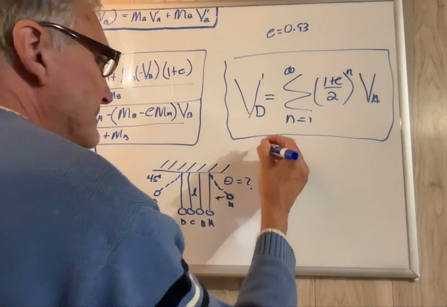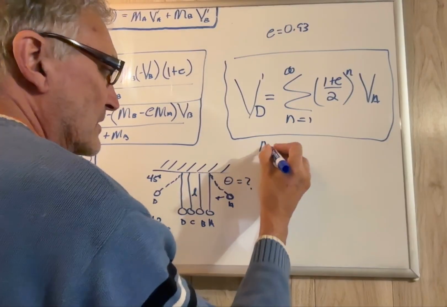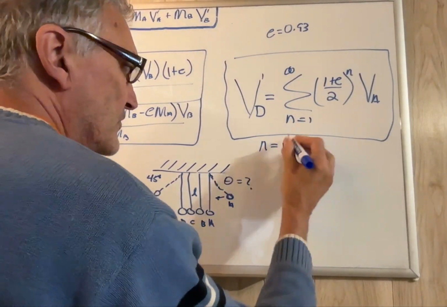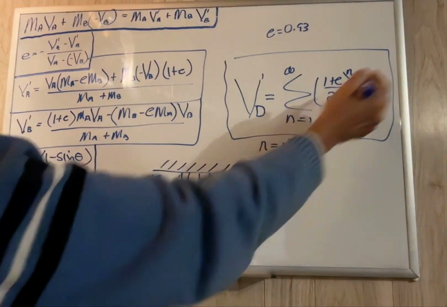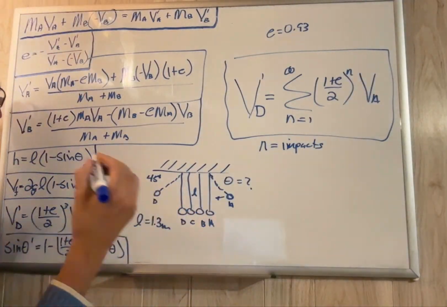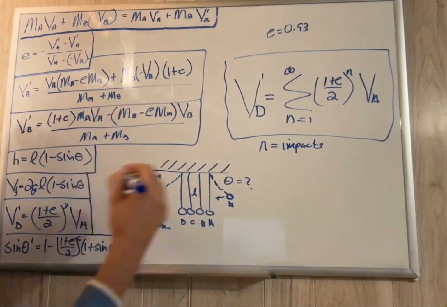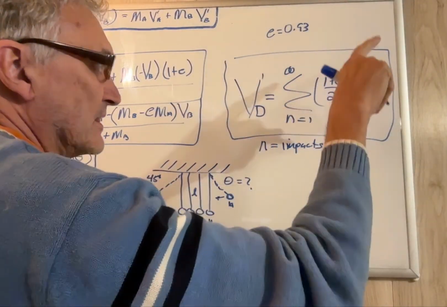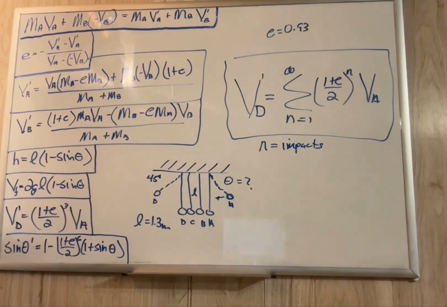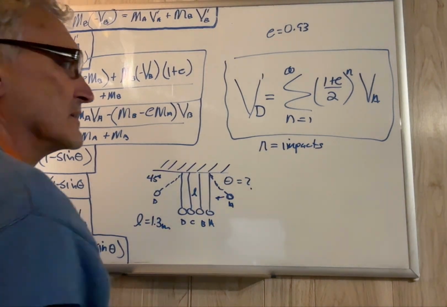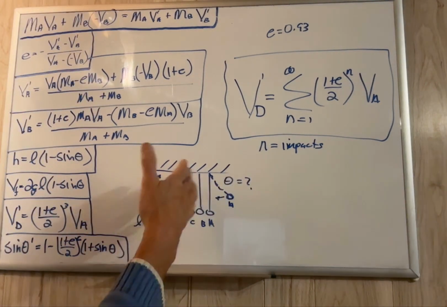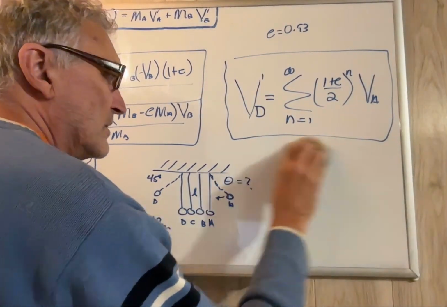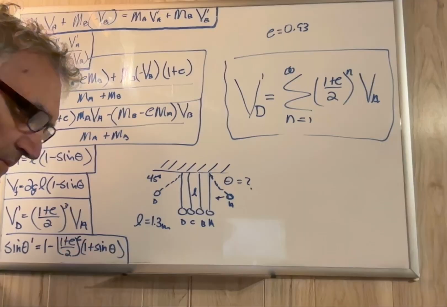So N really is how many impacts there are. N equals impacts. So if you have 10 impacts, you go between 1 and 10. At the 10th impact, you should have a velocity of (1 plus E divided by 2) to the 10th times VA. And it'll give you pretty close to what it is. I mean, it'll be going back and forth.